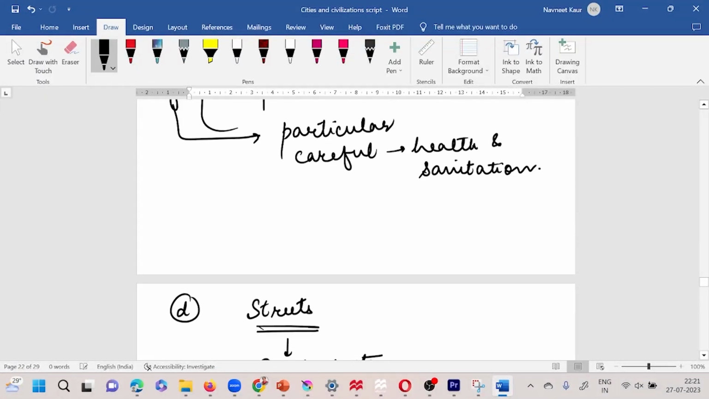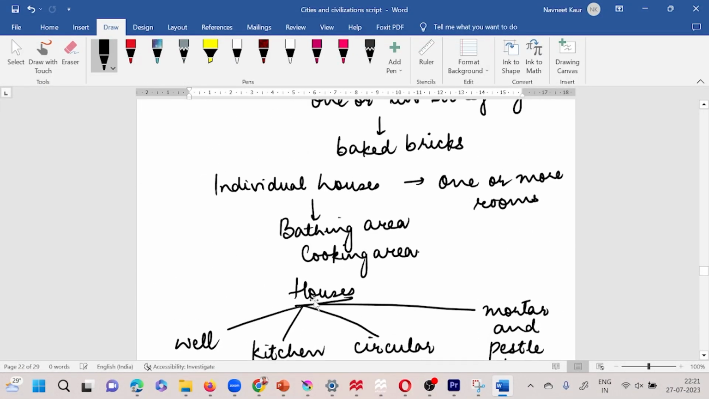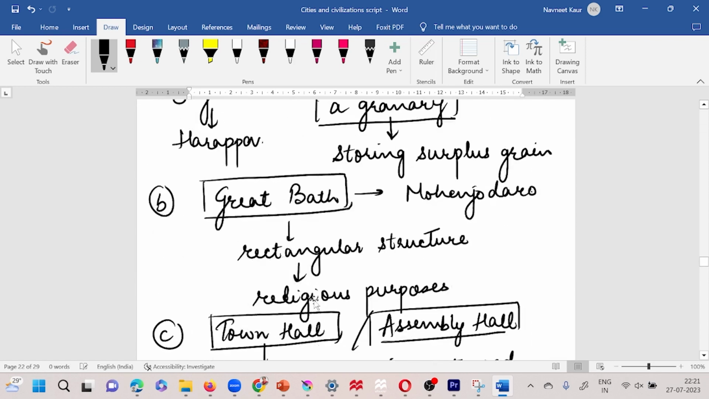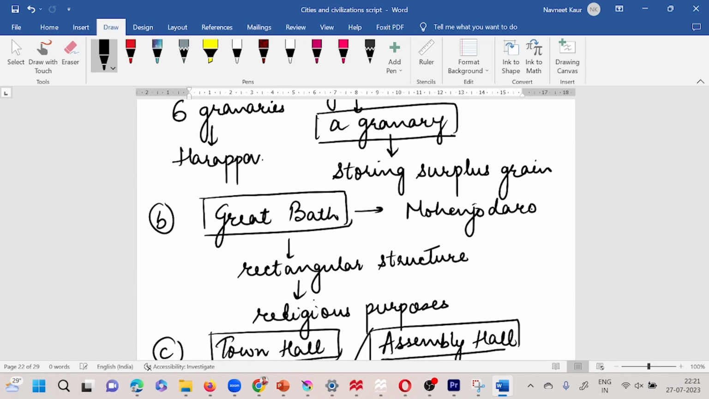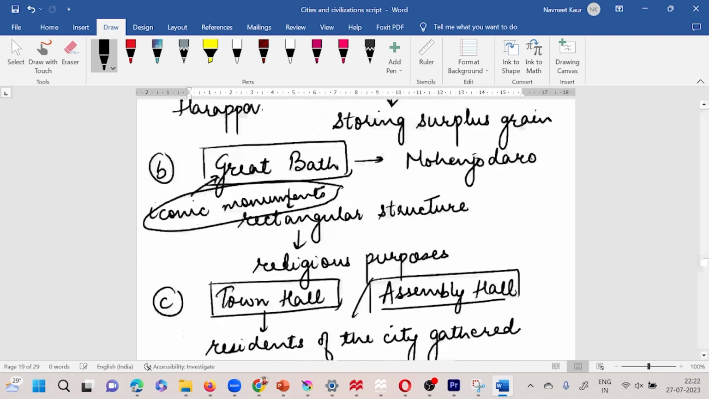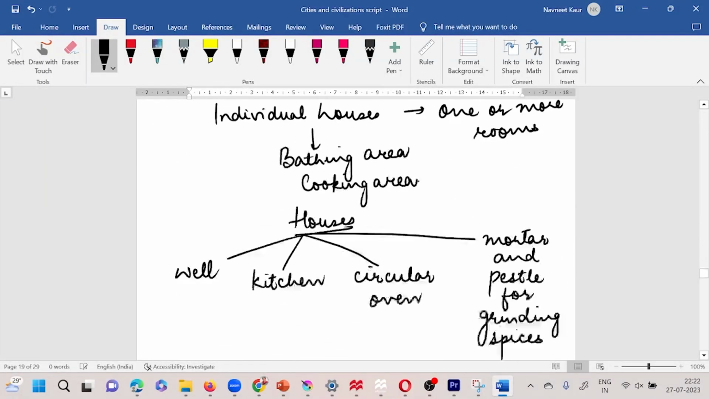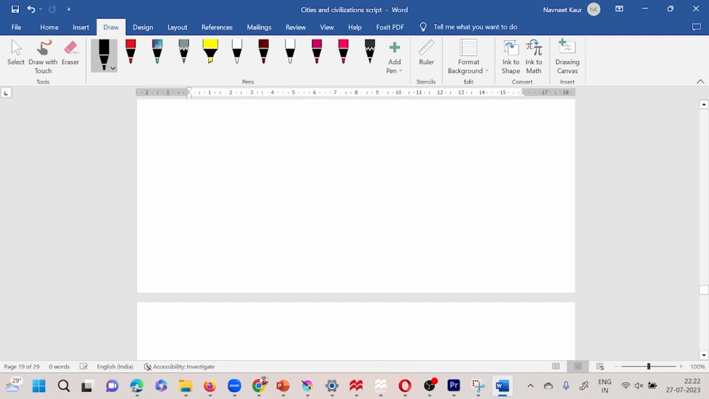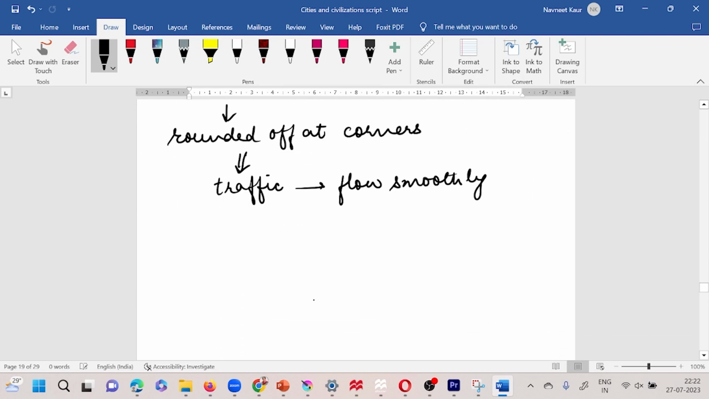So, the Great Bath at Mohenjo-daro is one of the iconic monuments of Indus Valley Civilization.